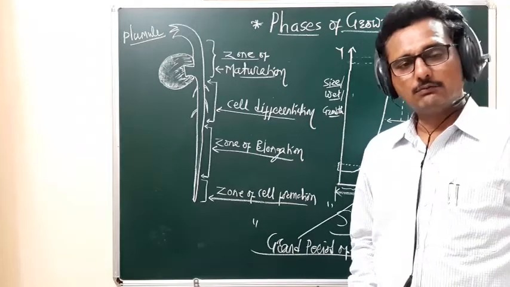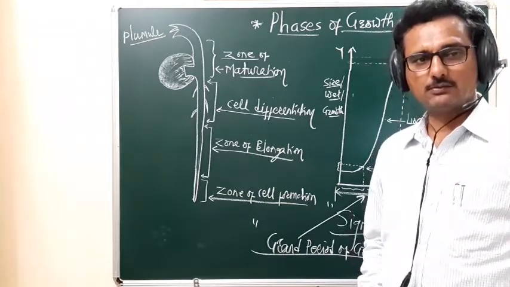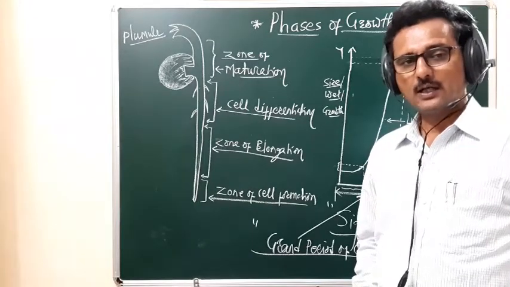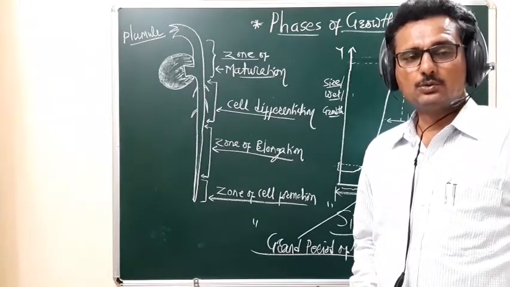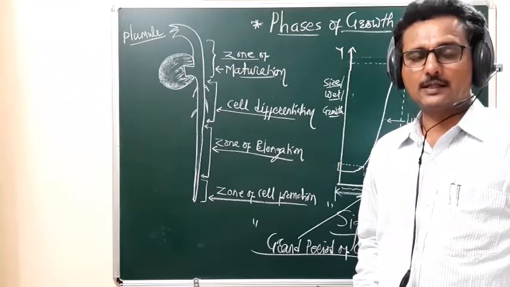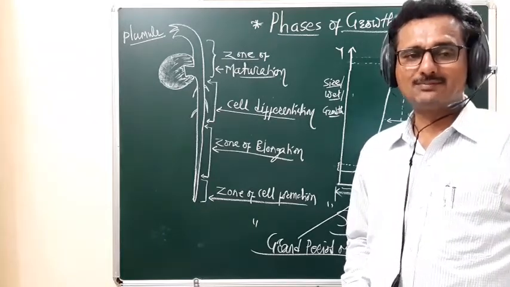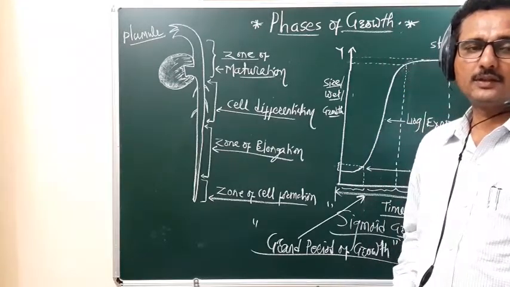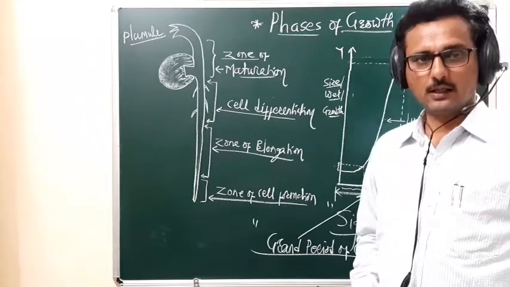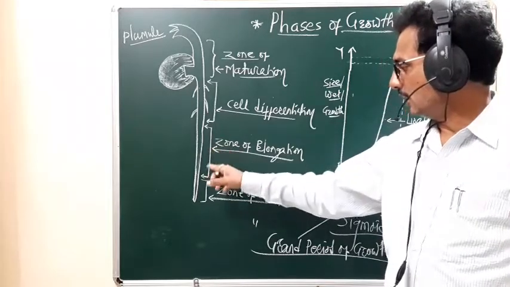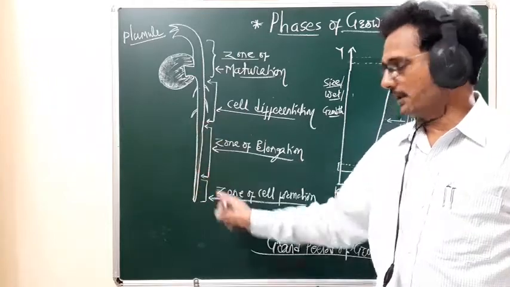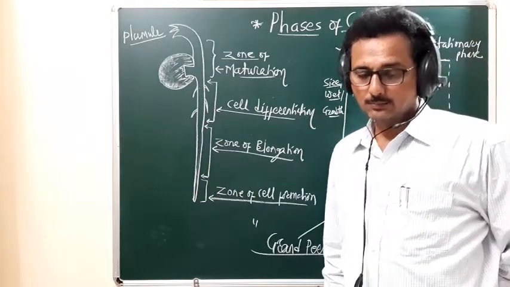In the sense, the vacuole is developed. Okay, vacuole is developed, and there is an increase in the amount of protoplasm. Along with that, due to the development of the vacuole inside, the cell wall and cell membrane get stretched, and the cell gets elongated. So at this region, we observed the maximum growth.